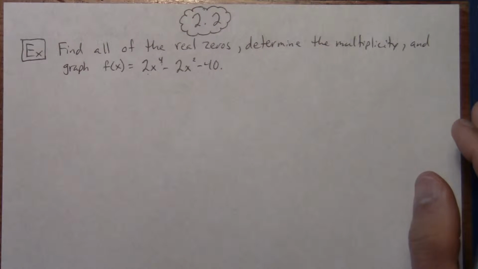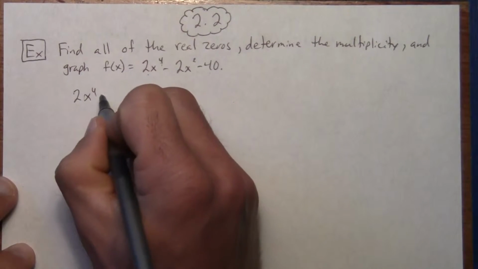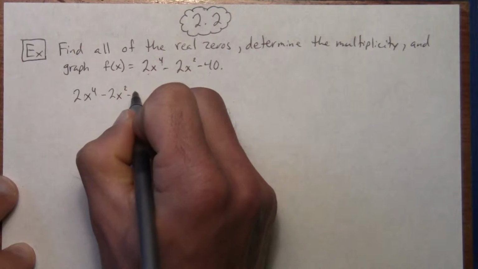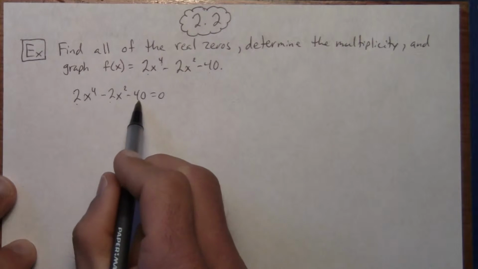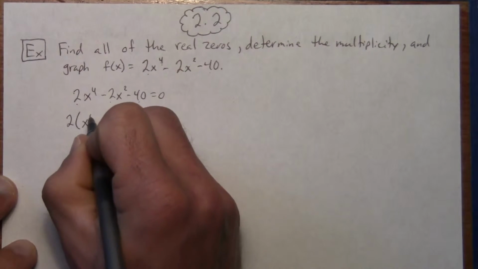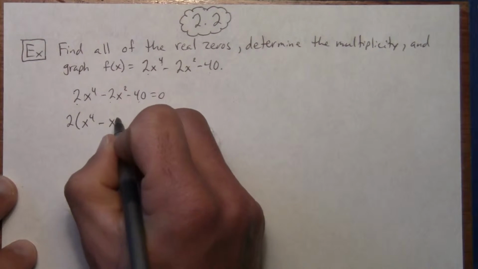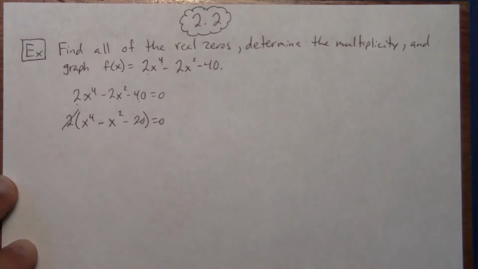Alright, so let's try to find the zeros to start with. So that means I need to take my equation and set this equal to 0. Again, the reason they're called zeros is because the y value is 0. Now I want to try to factor this if possible. Hopefully you see that they are all divisible by 2. So I'm going to factor out the 2, or in other words, divide all of them by 2, dividing both sides by 2.